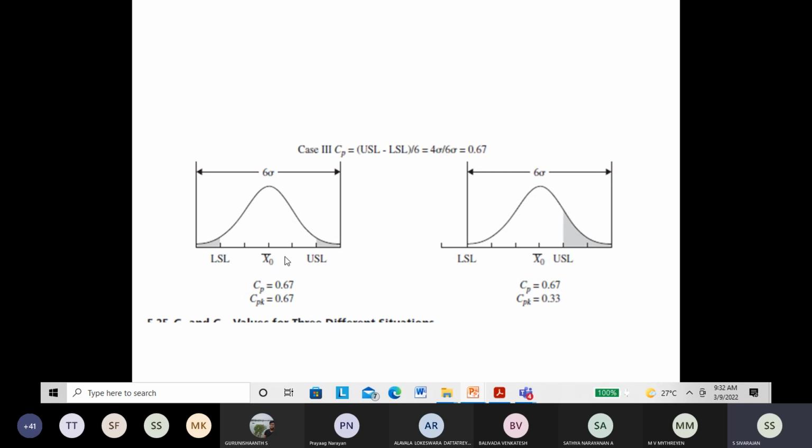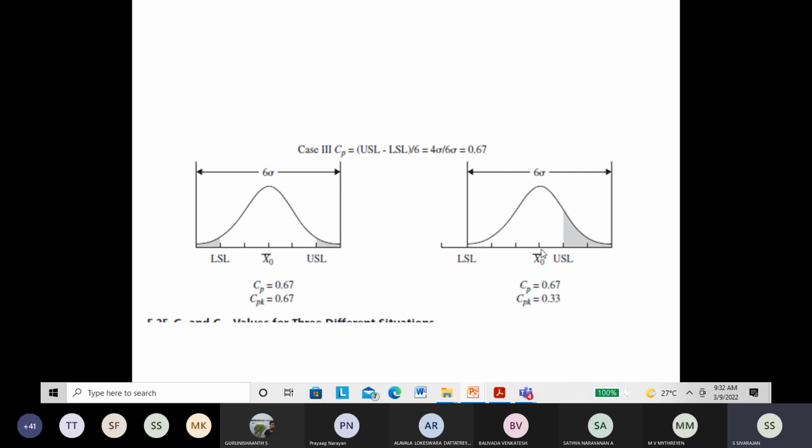CPK value, I'm finding the minimum. So this is 2 sigma. X naught to USL is 2 sigma by 3 sigma, which is 0.67. Here it is 3 sigma by 3 sigma, 1. So you have to take the minimum. Sorry, here also, LSL to X bar, it is 2 sigma by 3 sigma, so 0.67. Both are equal.